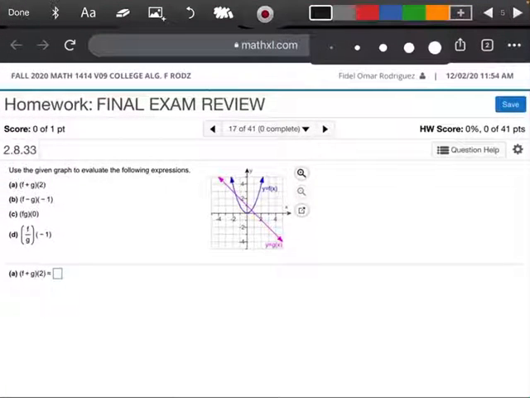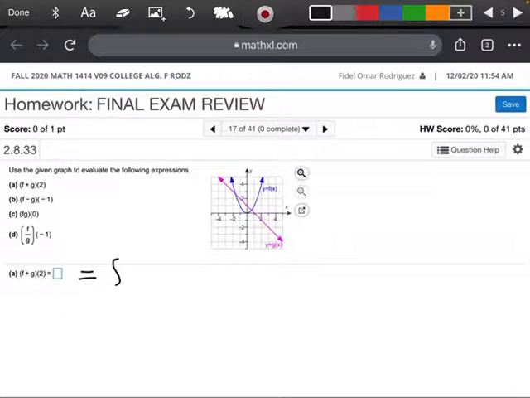All right, so guys, this here is number 17 out of the review. And it says use the given graph to evaluate the following expressions. So for part A, we're trying to find f plus g of 2. So the way we're going to go ahead and do this is we're going to find f of 2, and we're going to find g of 2, and then we're just going to add those numbers together.